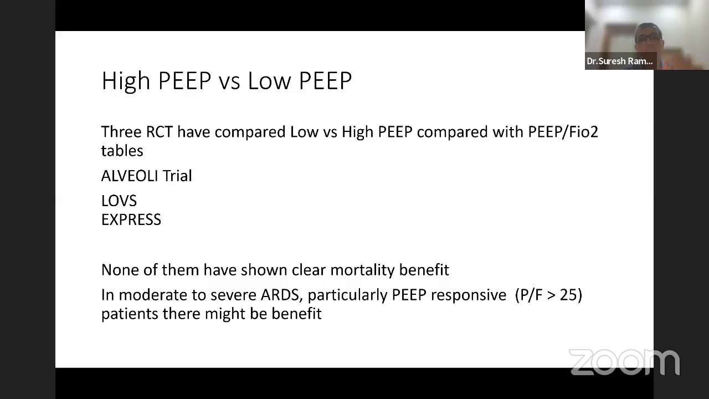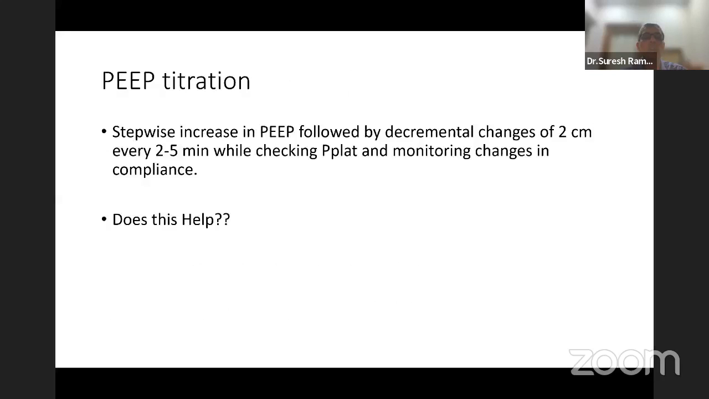So maybe in a selective group of patients that are PEEP responsive it might be beneficial, but others will not be responsive. So what do we do nowadays? We can look at PEEP titration. That means a stepwise increase in PEEP followed by a decremental trial of 2 to 5 minutes, every 2 minutes, while checking plateau pressure or driving pressure and monitoring changes in compliance. Does this help? We still don't know whether it is going to help or not, but this is an option for titrating PEEP if you just don't want to give random PEEP.